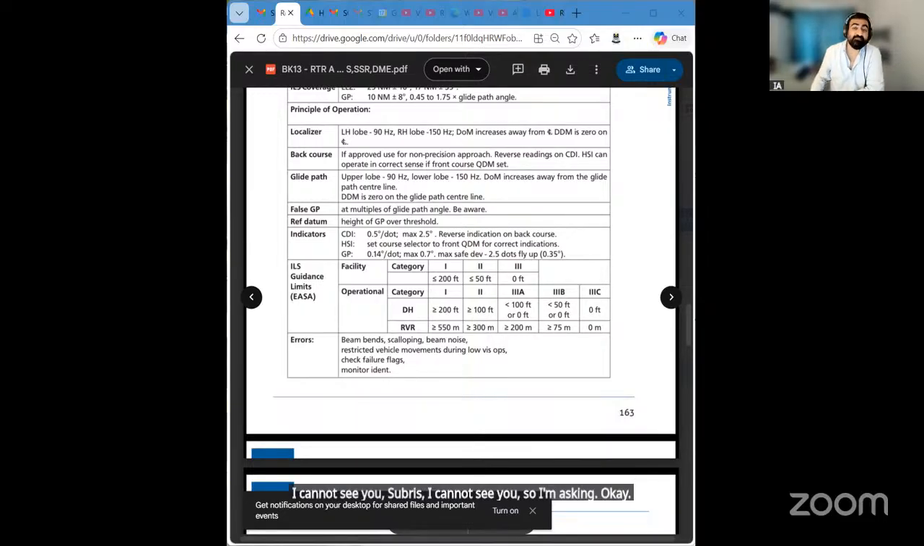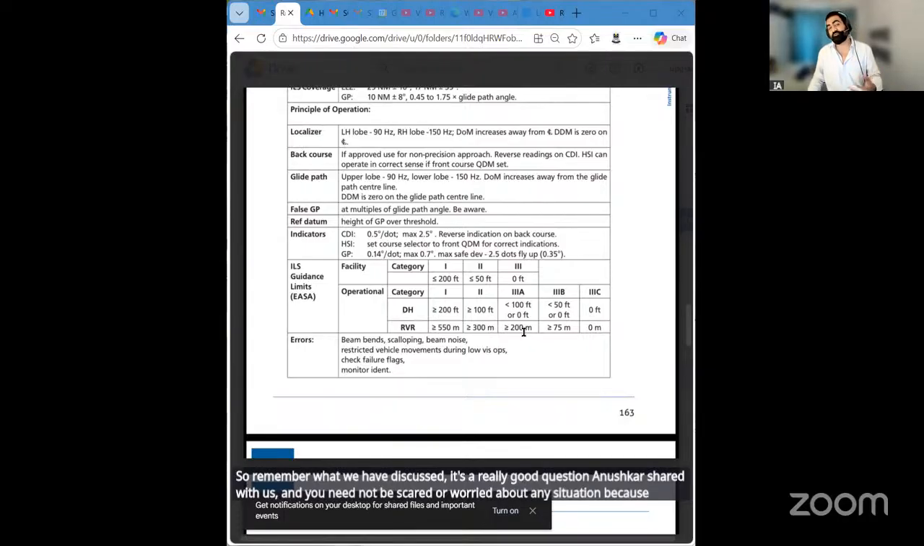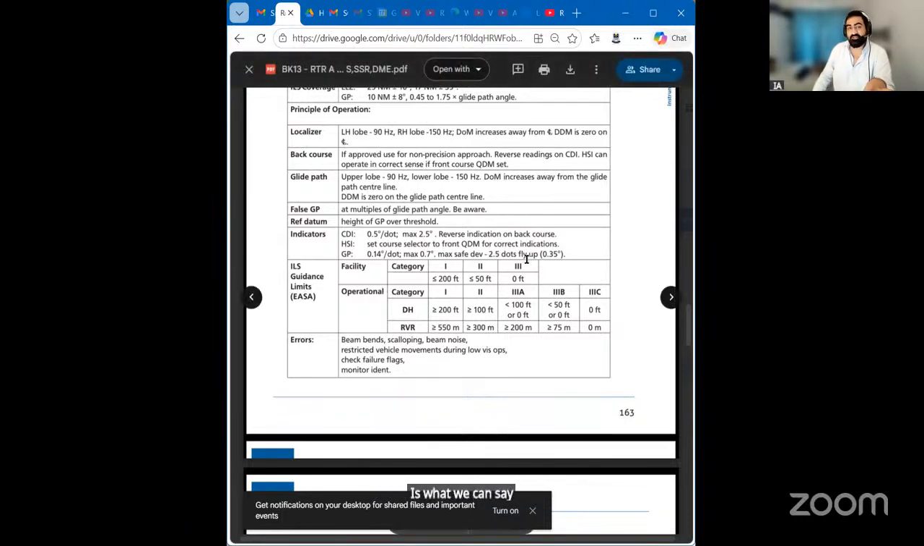Okay, great. So I'll just explain this. Make sure, it might come in your exam, might not, but this is an important point. So remember what we have discussed. It's a really good question Anushka has shared with us. And you need not be scared or worried about any situation because you can always take a decision and converse based upon that decision. So if you have category 1, category 2, category 3, facility means what provision is available at the aerodrome, and operational category means the aircraft's capacity. Category 3 has 3 categories: 3A, 3B, 3C.